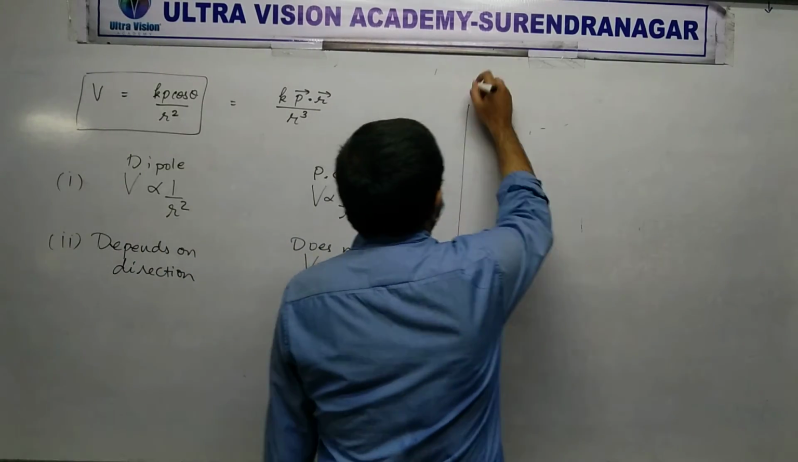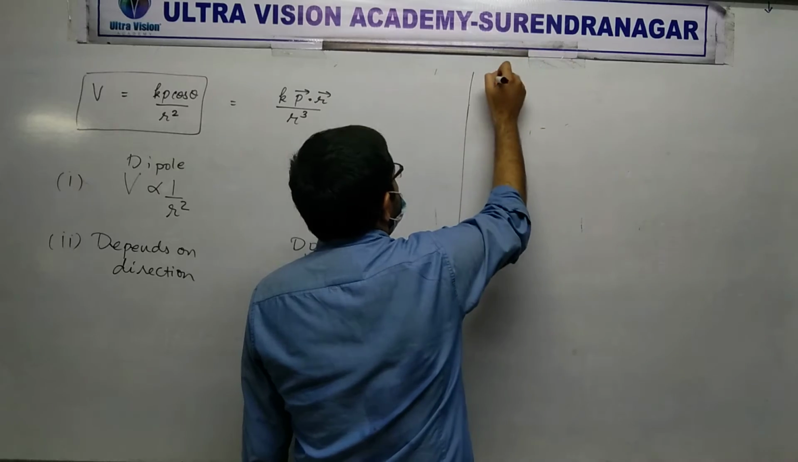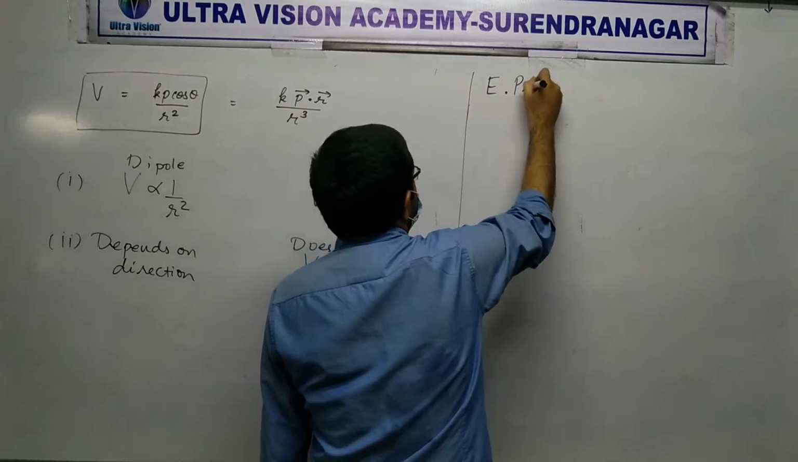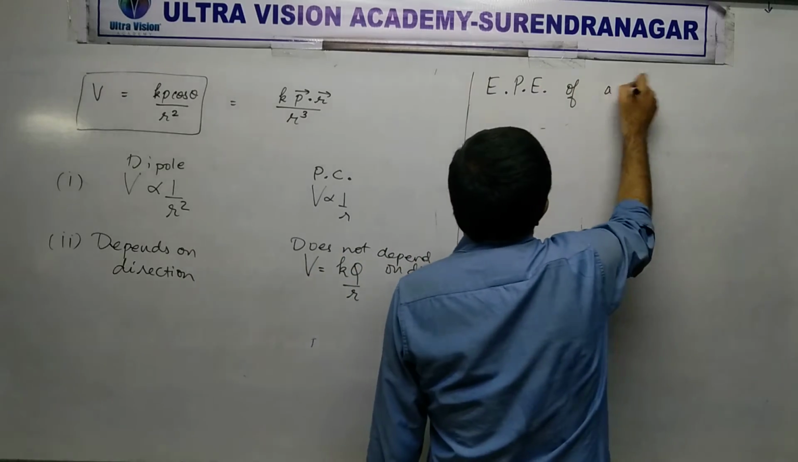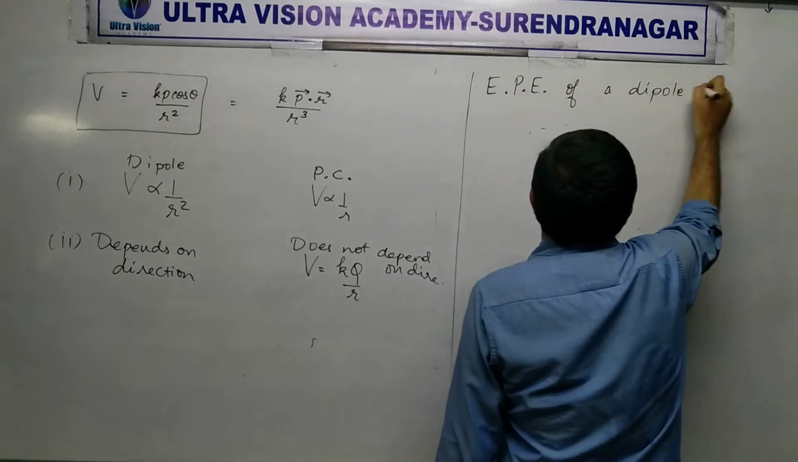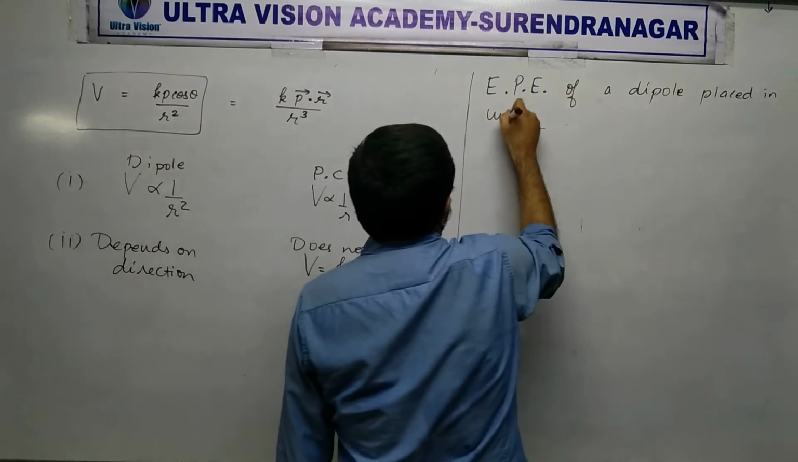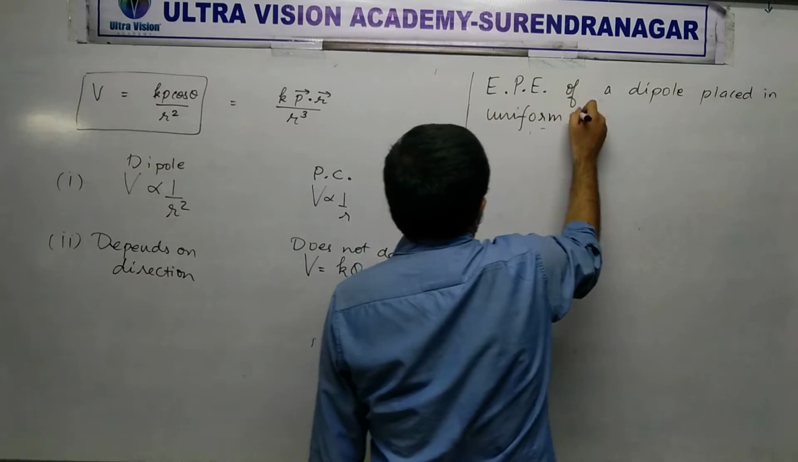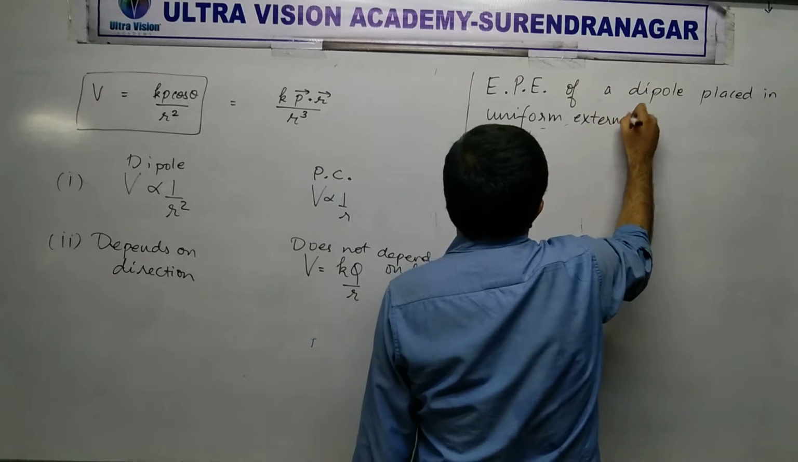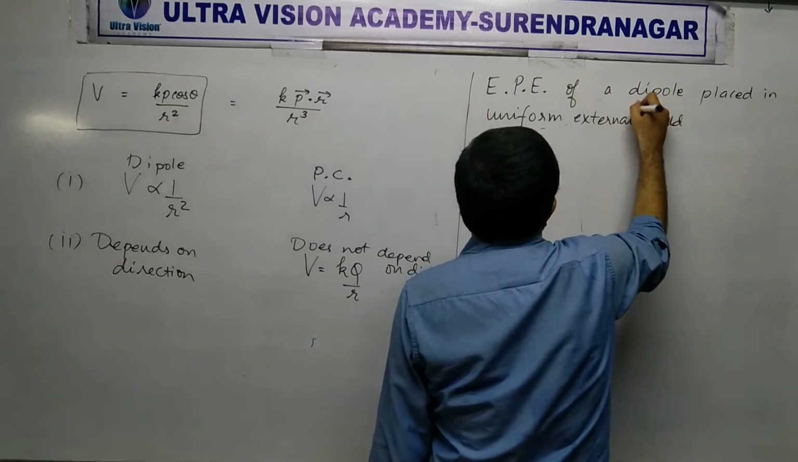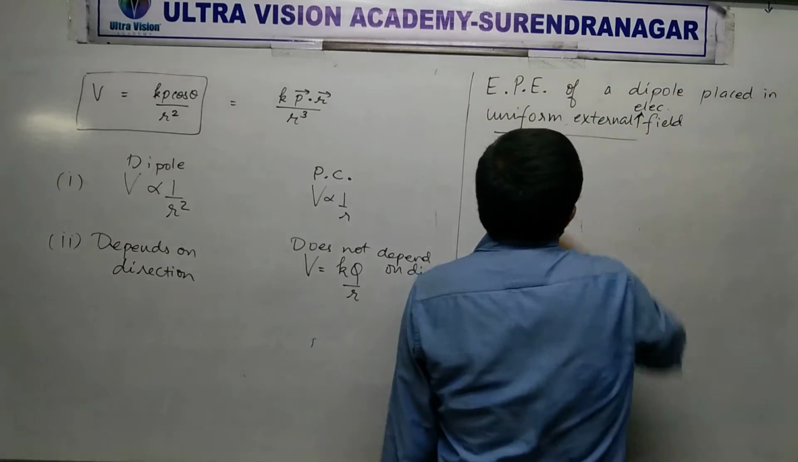Let's go to the next one. Electric potential energy of a dipole placed in a uniform external electric field.